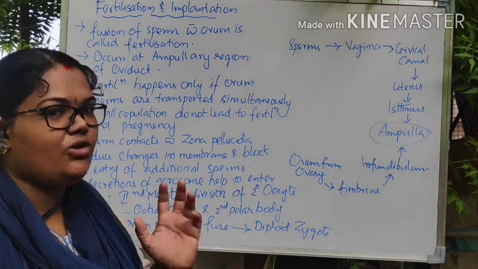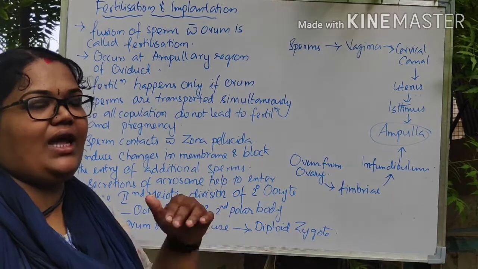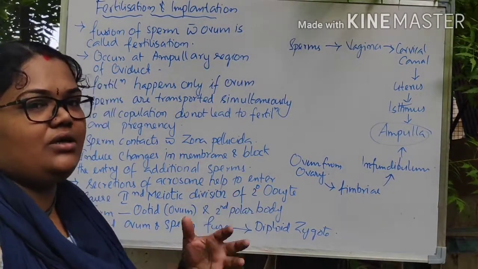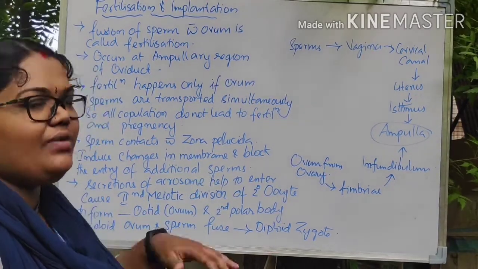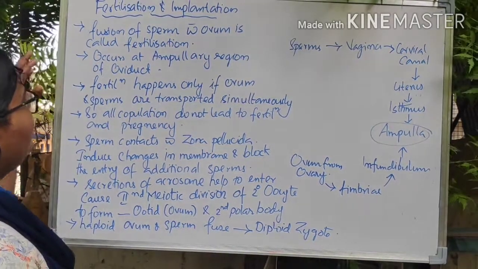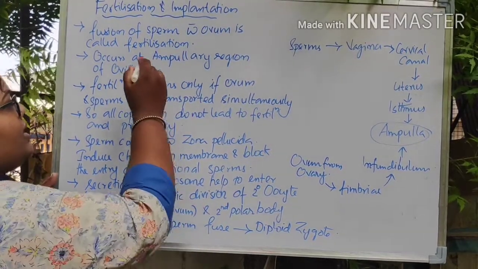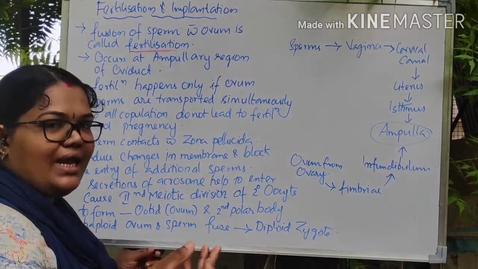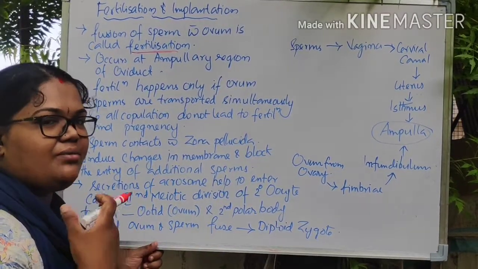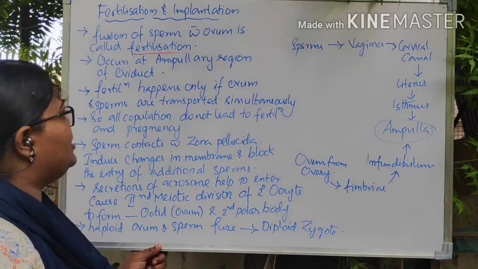So gametogenesis is done, and now we have the gametes made. Now they have to fuse together to form the zygote, to complete the fertilization. That is what we are going to discuss here. The fusion of sperm with ovum is called fertilization. Fertilization is the gamete fusion, in which the male and female gametes, that is the sperm and ovum, fuse together to form the zygote, a single celled structure.